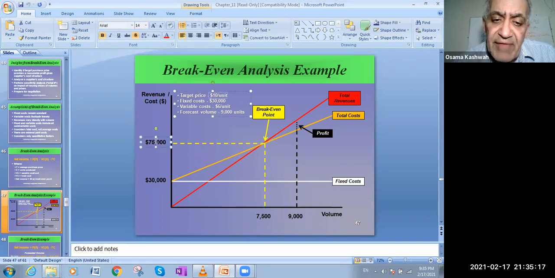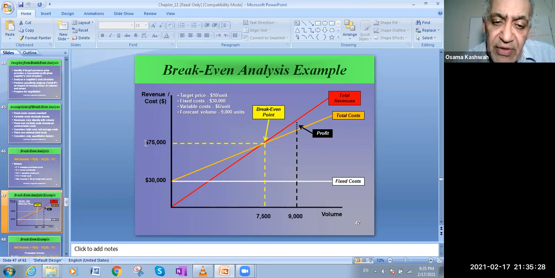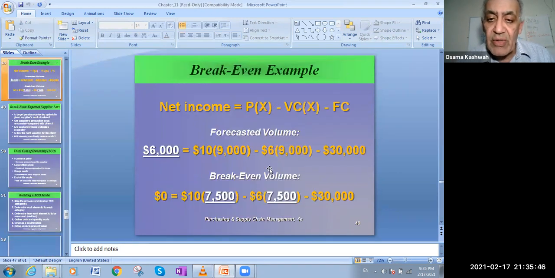Then the total revenue will be 7,500 units multiplied by $10, which gives me a total revenue of $75,000. At this point, no gains, no losses. I did not earn profits at this point, and I didn't lose at this point. This is the meaning of break-even analysis. Thank you. We'll go back, and this is how to do it.